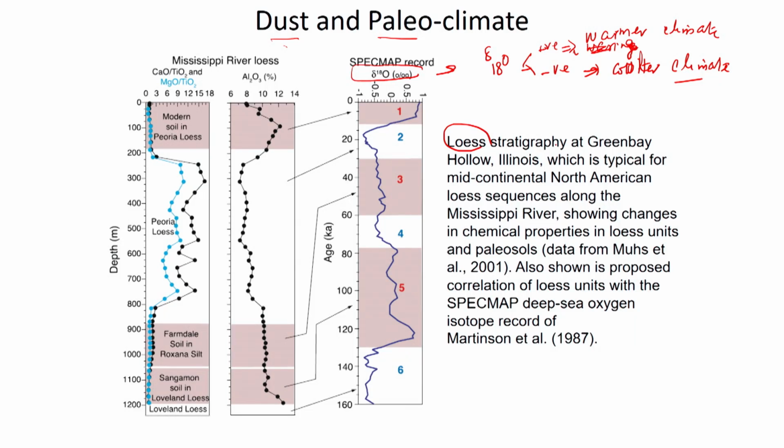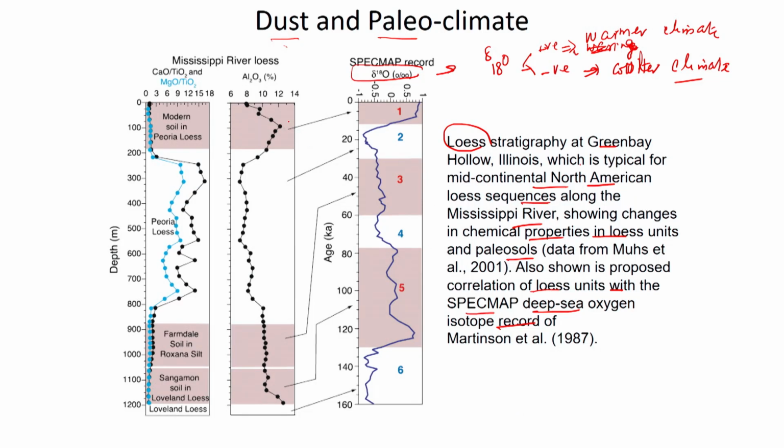The Loess stratigraphy at the Green Bay Hollow Aeolians, which is a typical mid-continental North American Loess sequence along the Mississippi River, shows changes in the chemical properties in the Loess units and paleosols. Also shown is the proposed correlation of the Loess unit with the SPECMAP deep sea oxygen record. So this is actually what you see here.